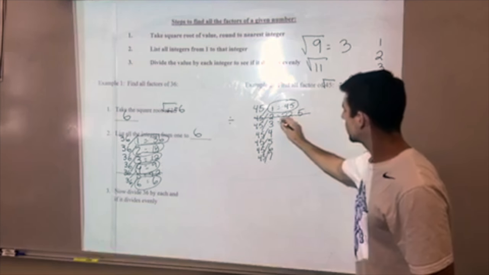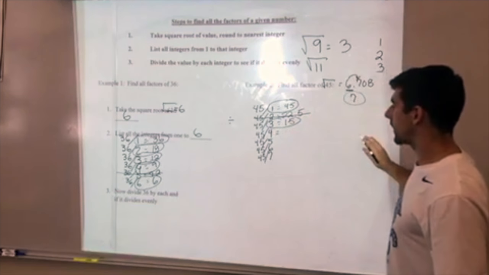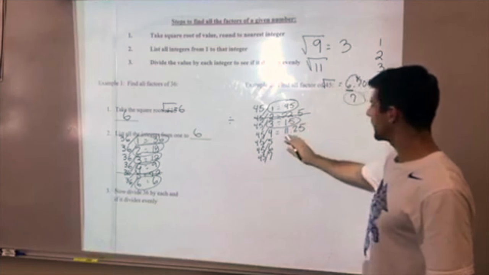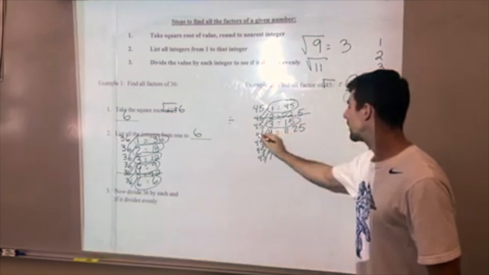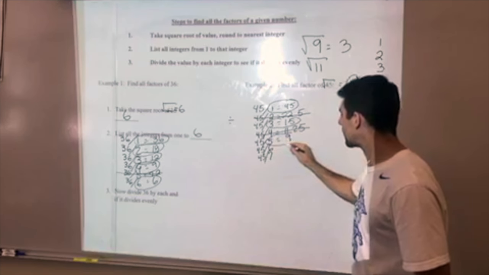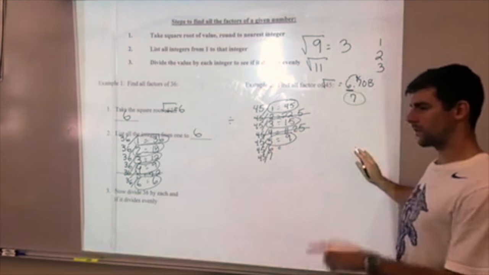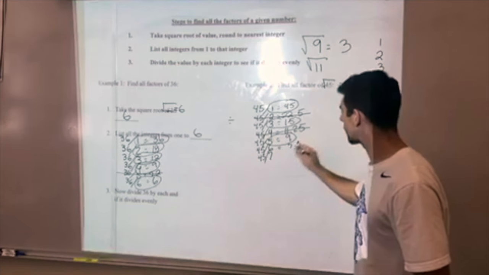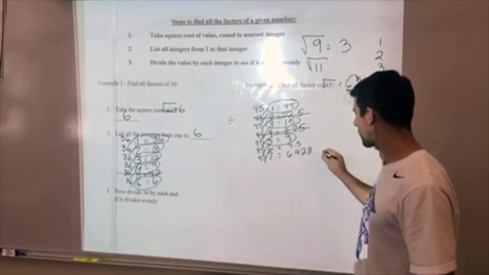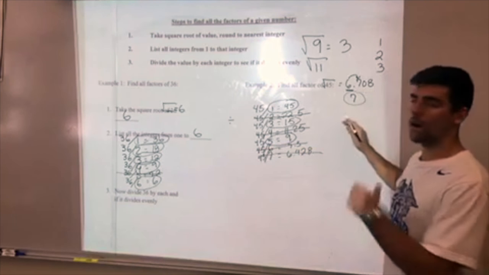We get 15 here. Means that 3 and 15 are factors of 45. 45 divided by 4, we get 11.25. Again, we get a not whole number, so this means that 4 is not a factor of 45. We get 9, so we have 5 and 9 are factors of 45. These last two, we get 7.5 and 6.428. So on and so forth. Notice how these are both not whole numbers. This means that they're not factors of 45.